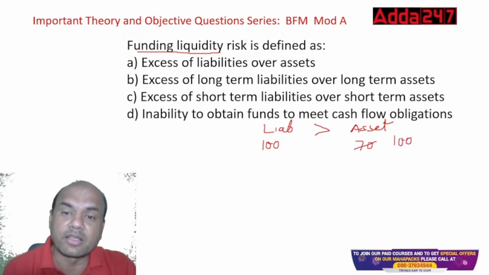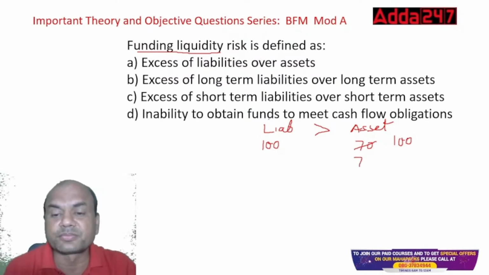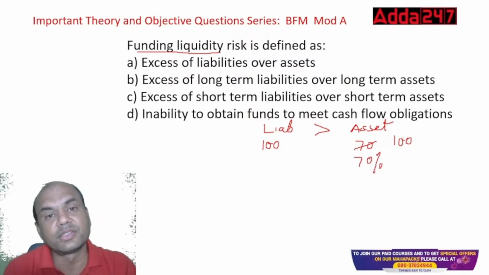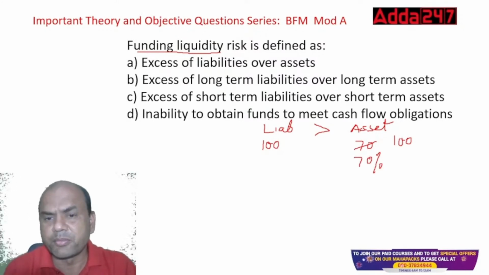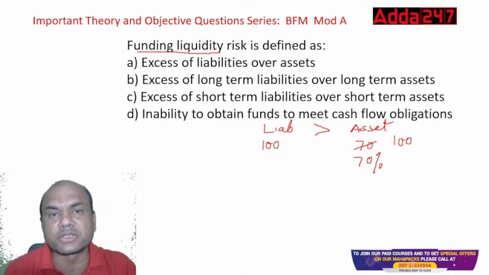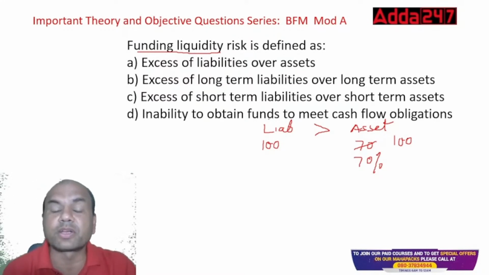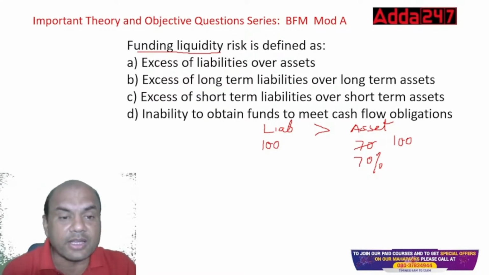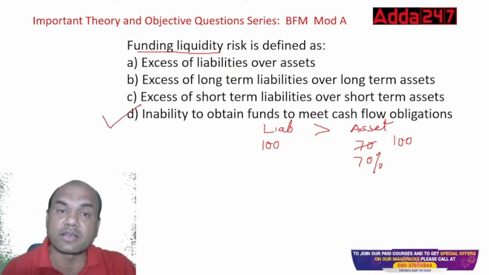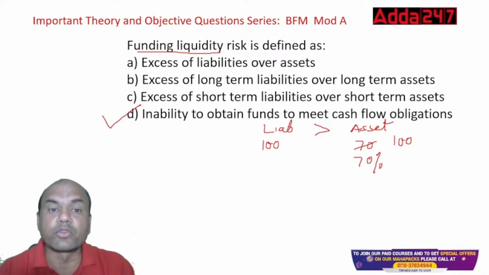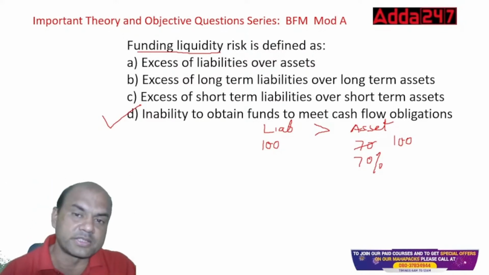RBI has given the term that your assets should always be 70% of your liabilities. So this is right. Assets will always be lesser than your liabilities. Always. Means basically loans will always be lesser than your deposits. Of course, the ratio is matched so that the NII is not affected much. So the correct answer is: inability to obtain funds to meet the cash flow obligations. That is the correct answer. Okay. So funding liquidity risk is defined as inability to obtain funds to meet the cash flow obligations.